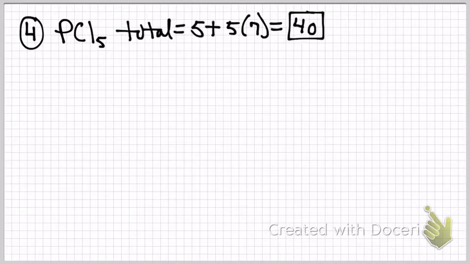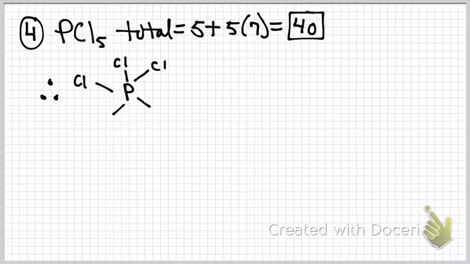We want to get its geometrical shape, and we start off by, again, adding up the valence electrons to get the dot structure. I have a total of 40 valence electrons. I put the phosphorus in the center. I arrange the chlorines around it. I've used up 2 electrons for each pair. I've used up 10. I have 30 left over.